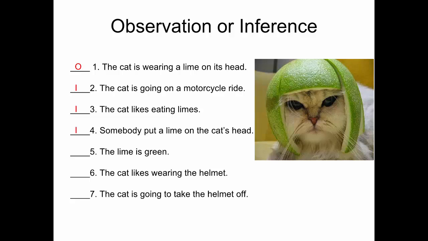The lime is green, Emily. Observation. Why? Oh, because yours is black and white, yeah. The cat likes wearing a lime helmet. Inference. Doesn't look too happy about it. The cat's going to take the helmet off. Inference. All right.